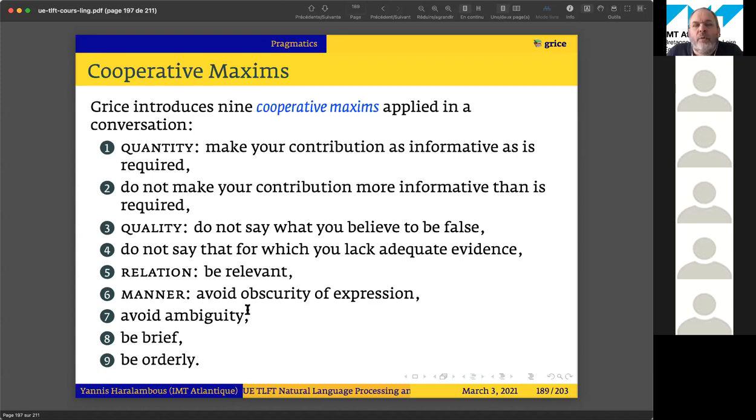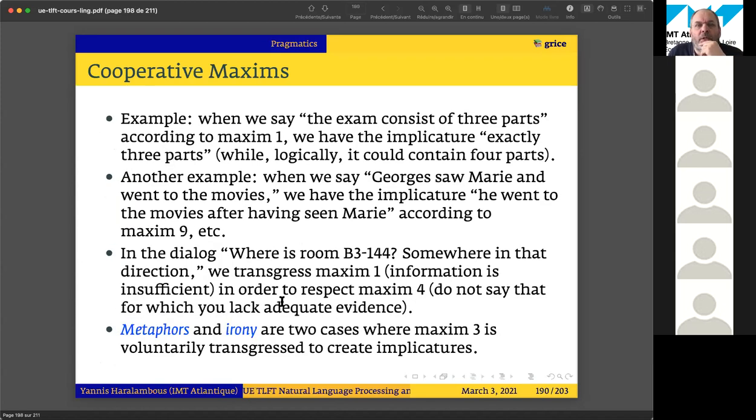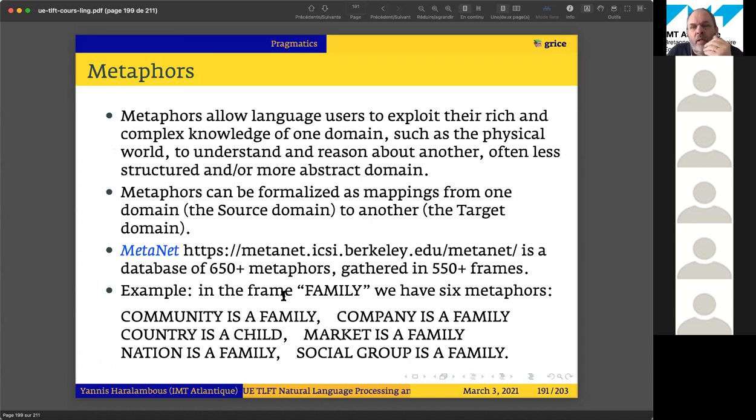In pragmatics, we also deal with the agreement, the silent agreement between speakers or people that communicate. And this has been formalized by Grice in his Maxims. So this is interesting to keep in mind when building a chatbot. Among the implicatures, you have the knowledge of metaphors, and metaphors are being gathered and the resources are being built.